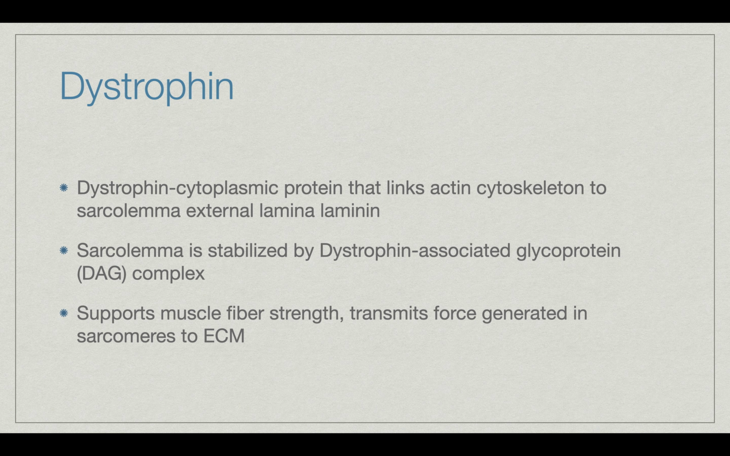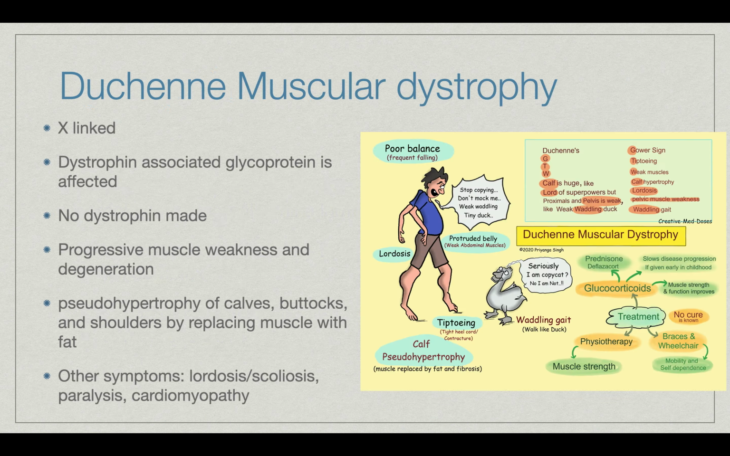Dystrophin, it's a cytoplasmic protein that links the cytoskeleton to the sarcolemma, externa lamina, via this protein, the laminin protein, and the sarcolemma is stabilized by the dystrophin associated glycoprotein, or the DAG complex. It supports muscle fiber strength and transmits the force generated in the sarcomeres to the extracellular matrix. And it's involved in the Duchenne Muscular dystrophy.